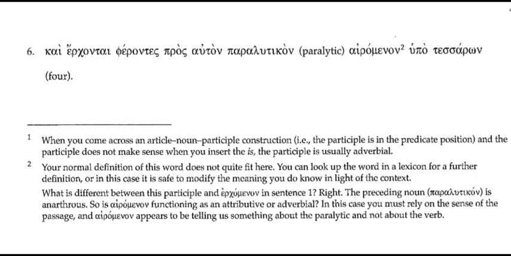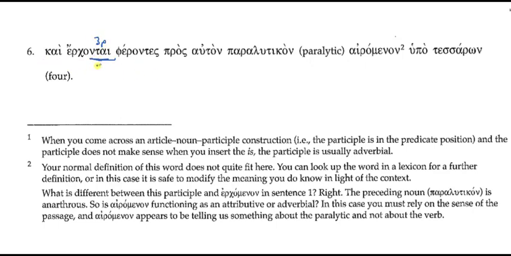Ready? Kai erchantai ferontes pros auton paralutikon iramenon hupa tesaron. All right. So, what does kai erchantai mean? Okay. Is the ntai a he or a they? That's third plural, isn't it? So third plural. So it's they.